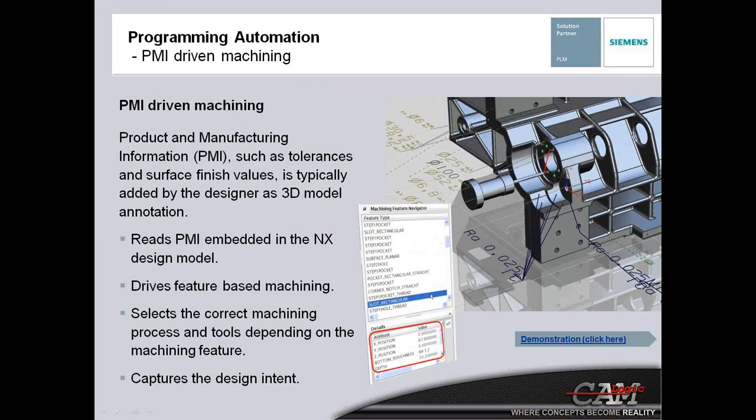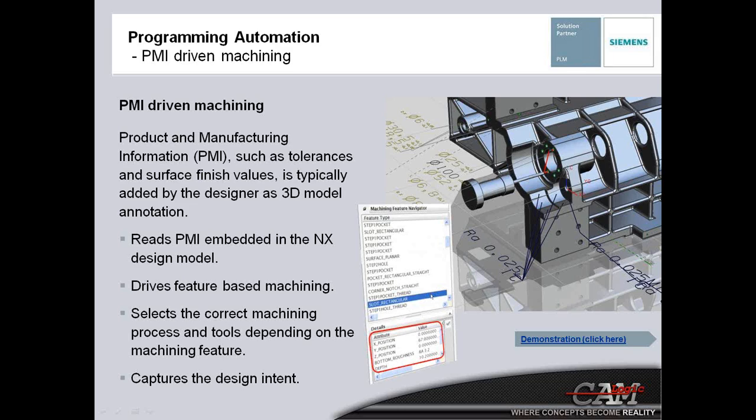Feature-based machining and the ability to recognize machining features on a part model. We can also look at an NXCAD model and read product and manufacturing information, or what's also known as PMI. It's been added by the designer as a 3D model annotation.